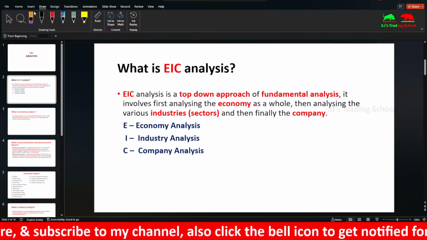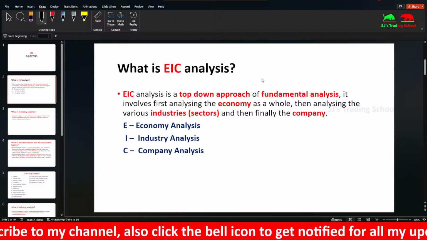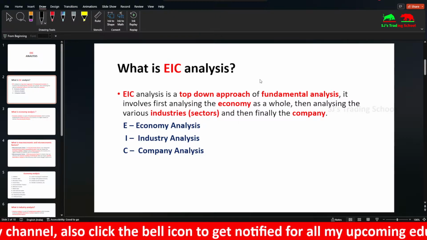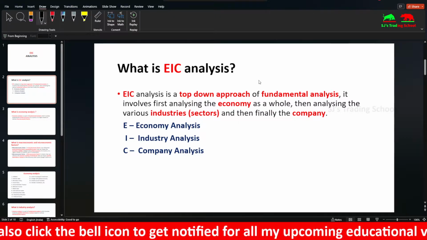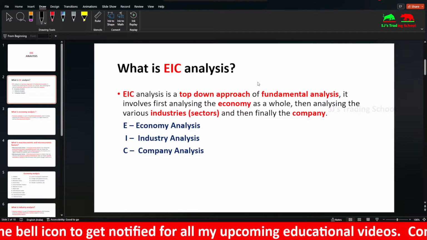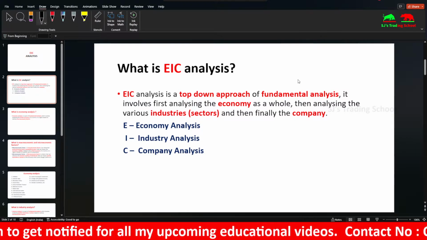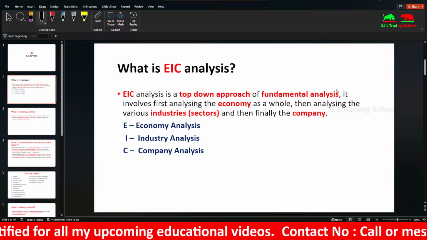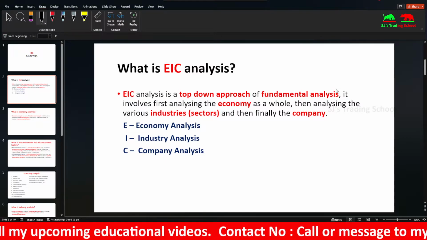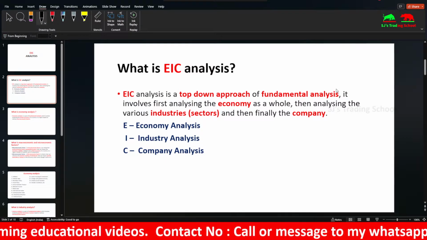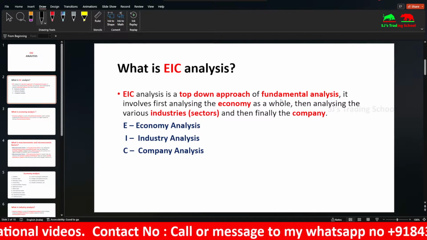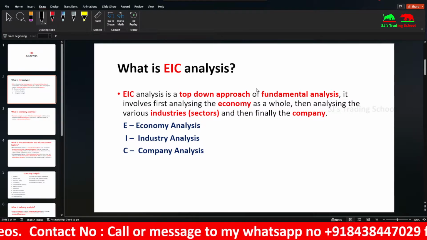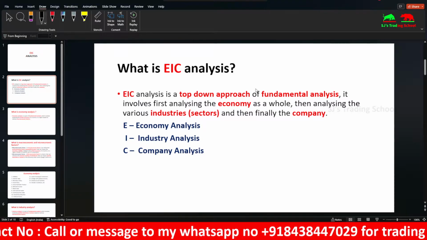So, what is EAC analysis? EAC stands for economy, industry, and company: E refers to economy, I refers to industry, and C refers to the company. So, it is a top-down approach of fundamental analysis. It involves first analyzing the economy as a whole, then analyzing the various industries and sectors, and then finally the company. So the economy of the country is first analyzed and then the various industries and sectors.